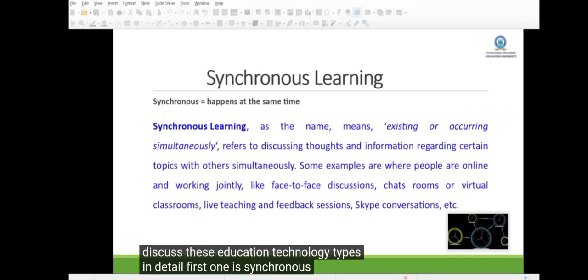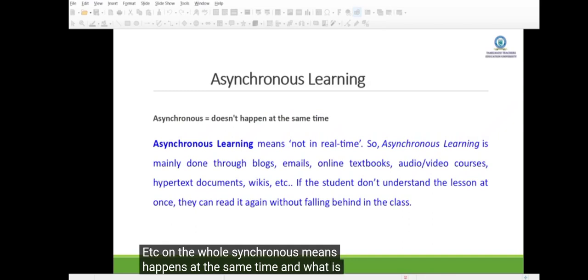First one is synchronous learning. As the name means, existing or occurring simultaneously, and it refers to discussing thoughts and information regarding certain topics with others simultaneously. Some examples are where people are online and working jointly, like face-to-face discussion, chat rooms or virtual classroom, live teaching and feedback session, Skype conversation, etc. On the whole, synchronous means happens at the same time. And what is asynchronous learning?